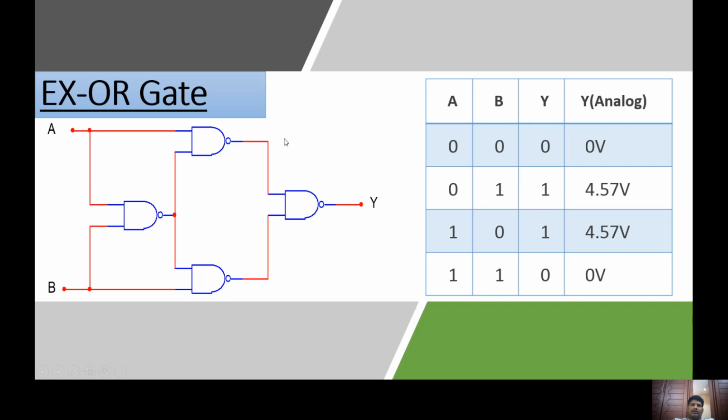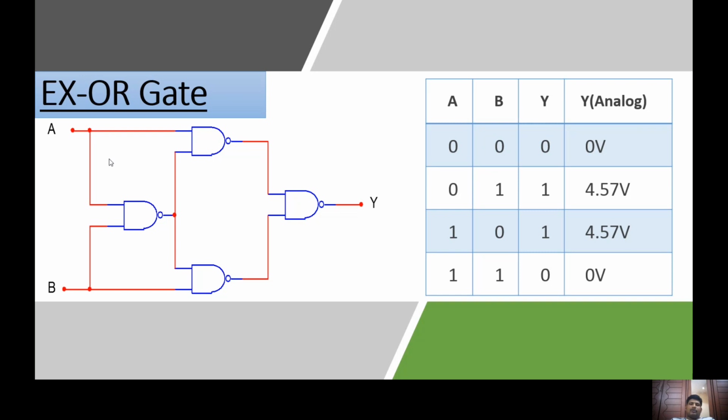Okay, next XOR gate. The output of the XOR gate is high when an odd number of ones in the input are high. With two inputs, if only one input is high, then the output is 1. For realization of XOR gate, how many NAND gates are required? 4 NAND gates are required: 1 2 3 4. By providing all the logic gates, in order to realize the XOR gate, how many NAND gates? 4 NAND gates.